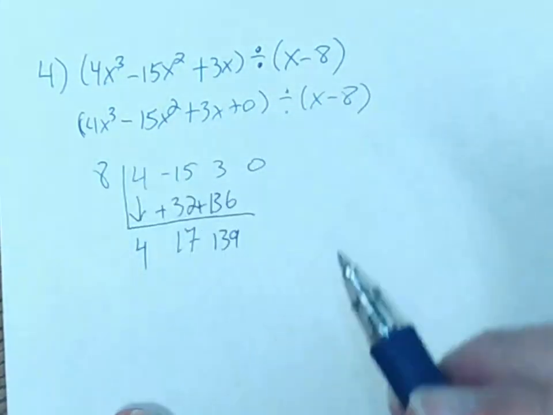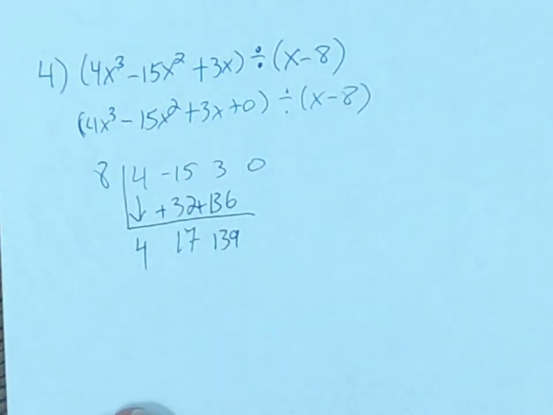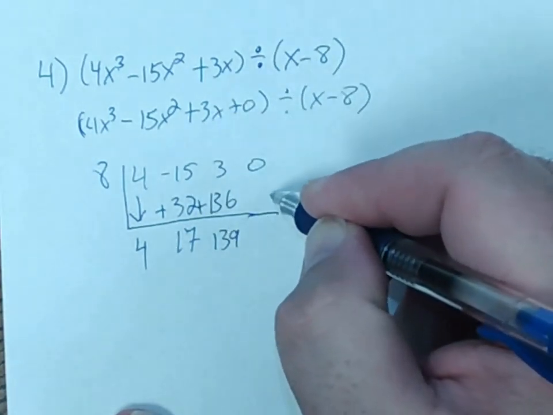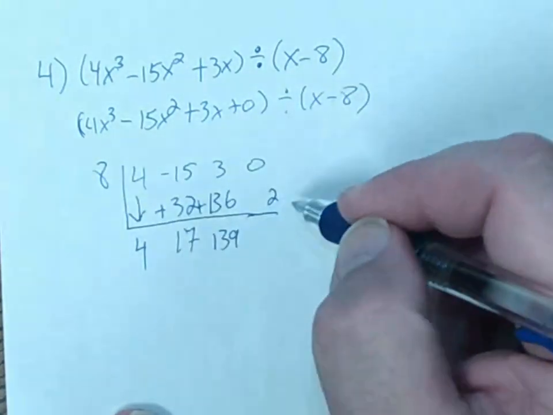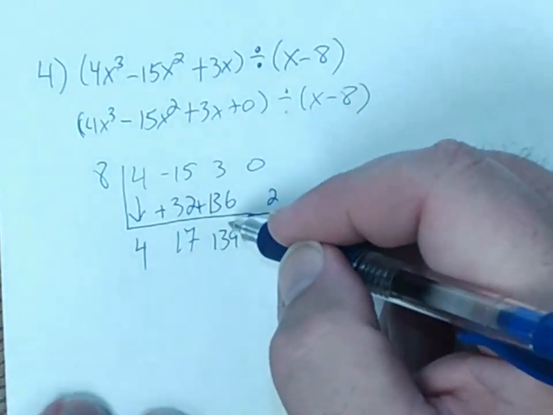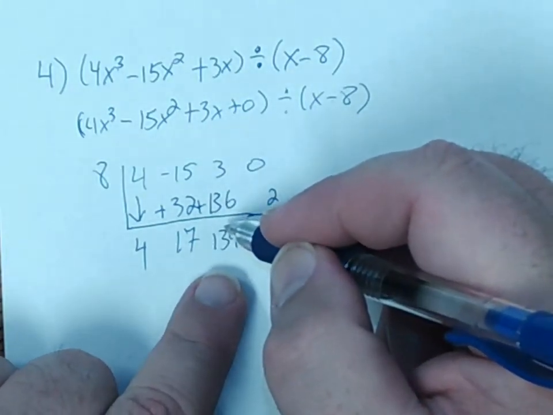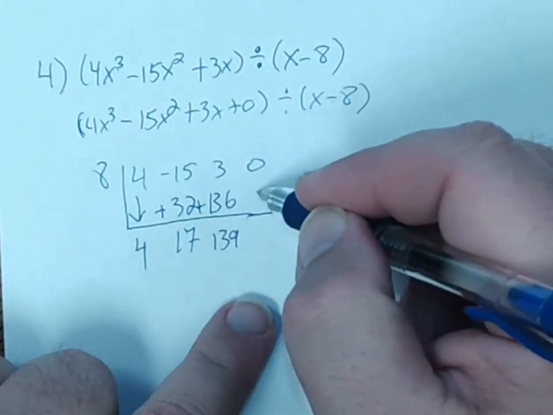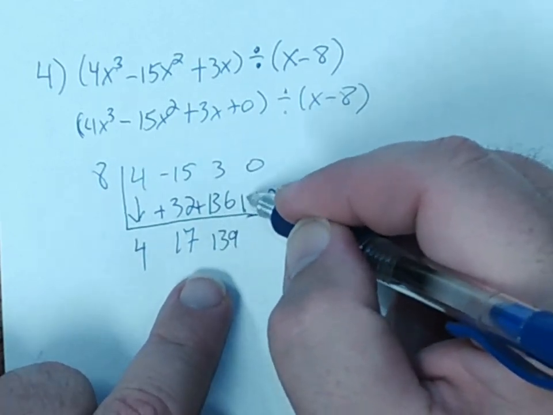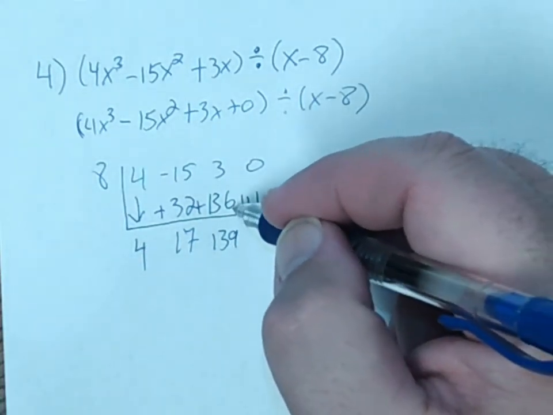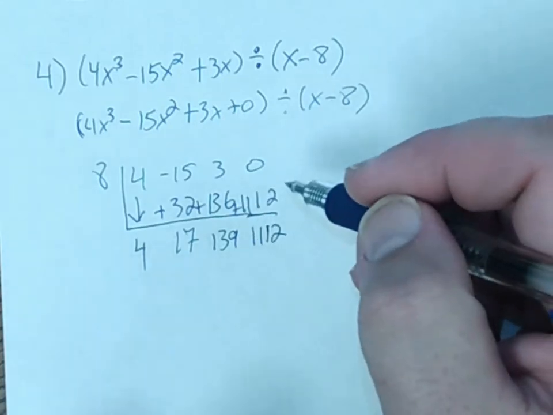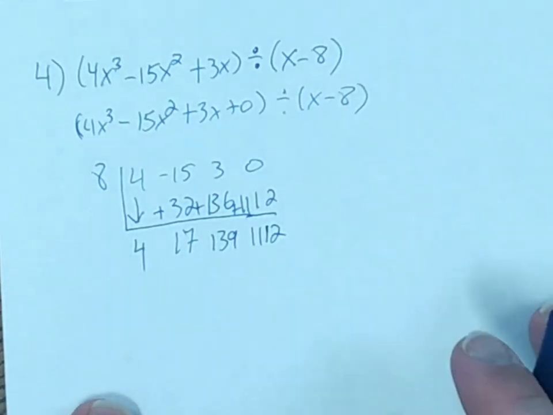Oh my goodness. And then 8 times 139. This is big. So let's see. I'm doing this in my head. 8 times 9 is 72. So I put the 2 and I carry the 7. 8 times 3 is 24. Plus 7 is 31. So we put a 1 and carry the 3. 8 times 1 is 8 plus 3 is 11. So 1,112 plus 0 is 1,112.